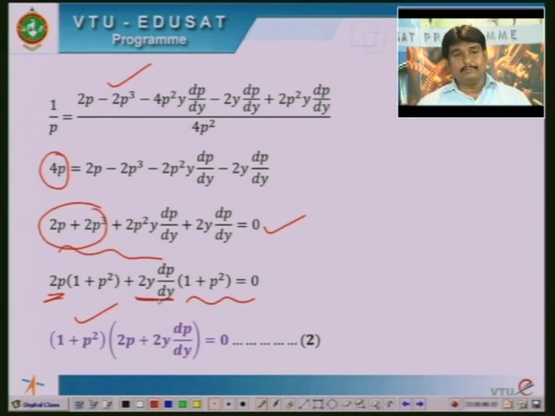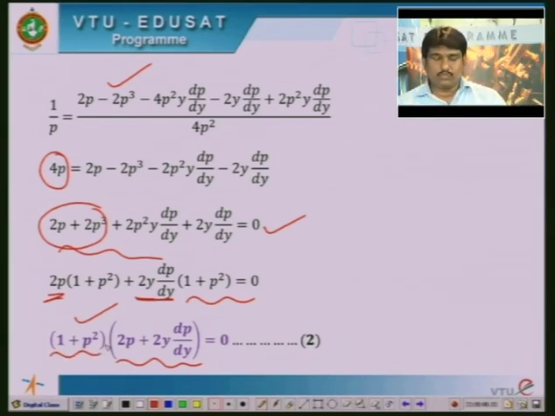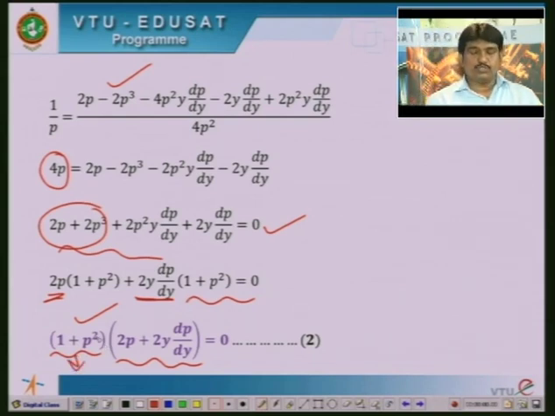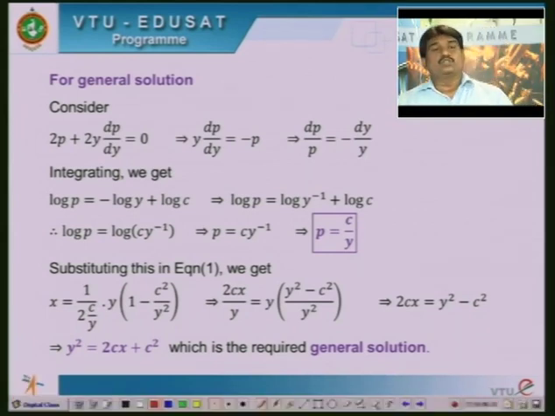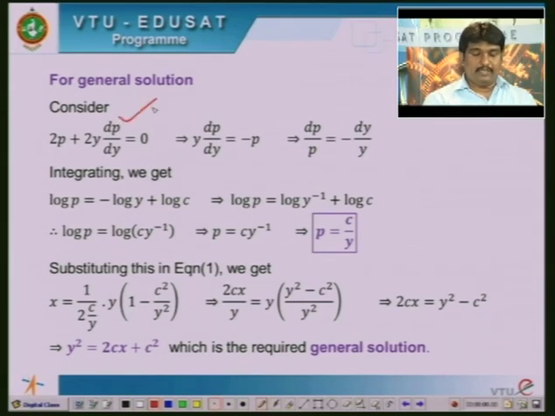As I mentioned earlier, there are two factors: 2p plus 2y into dp by dy, which is the factor with the derivative term, and one more term, 1 plus p square, which has no derivative. If you equate this to 0, it leads to the singular solution, and if you equate 2p plus 2y dp by dy equals 0, then it leads to the general solution. Now consider, for the general solution, the term involving the derivative, which is 2p plus 2y into dp by dy equals 0.